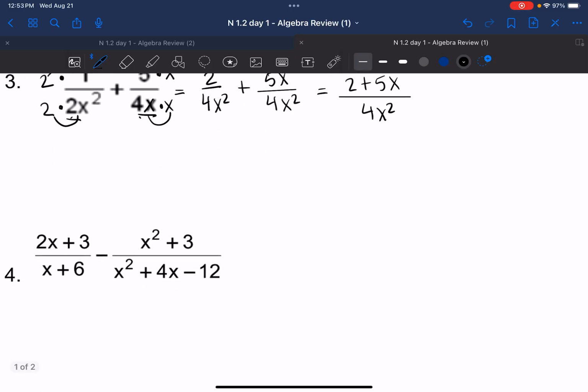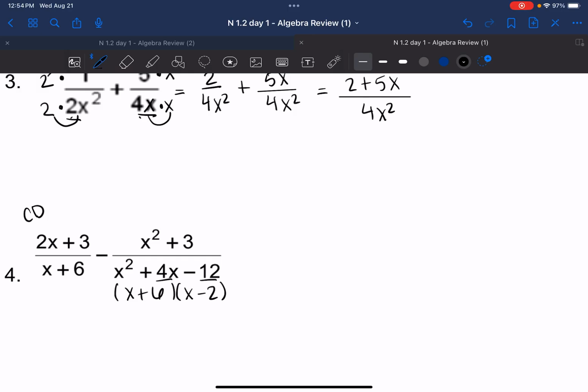All right, number 4. So on this one, we are subtracting. So again, we are going to need a common denominator. Okay, so the denominator for our first one is x plus 6. Let's go ahead and factor this denominator to see if they have anything in common at all. So here, we need something that's going to multiply to give us negative 12 and add to give us 4. So that would have to be x plus 6 and x minus 2.